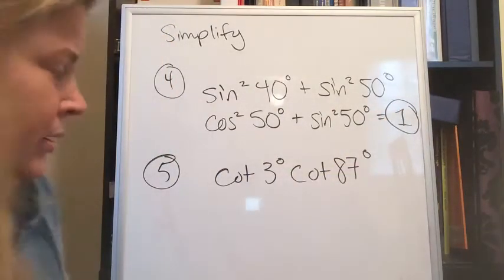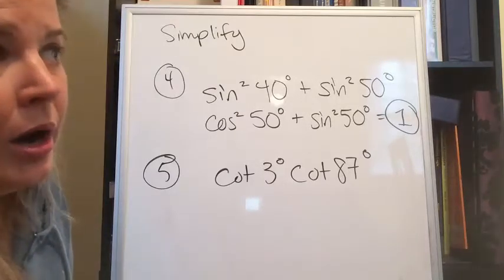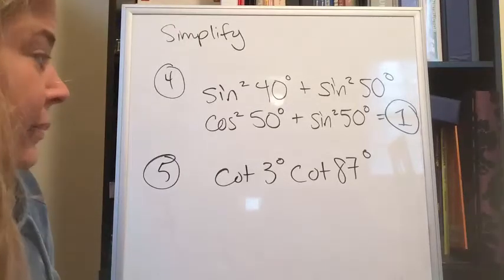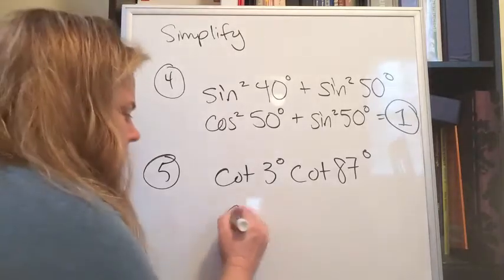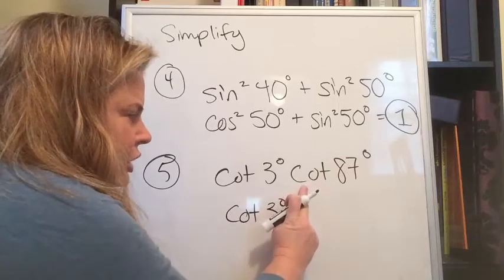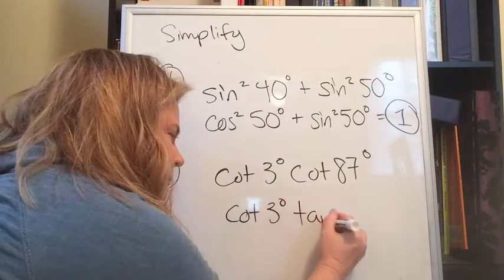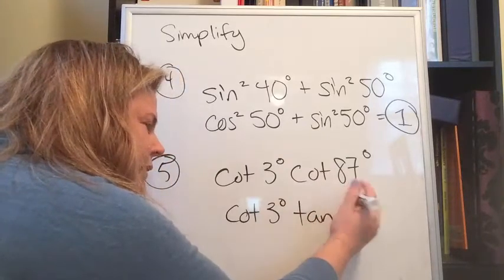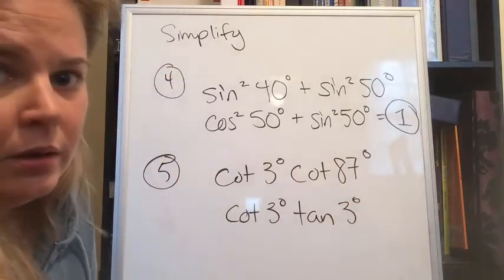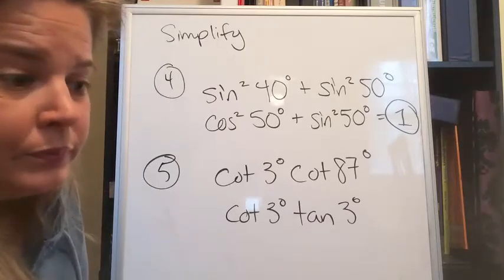What about this second one? 87 plus 3 is 90. They are complements of each other, so we can change them to their cofunctions. Let's keep everything at 3 degrees. I'll keep this first one the same, but the second one I'm going to change to its cofunction. The cofunction of cotangent is tangent. And the complement of 87 is 3. Okay. Can you see this equals 1 because they're reciprocals of each other?